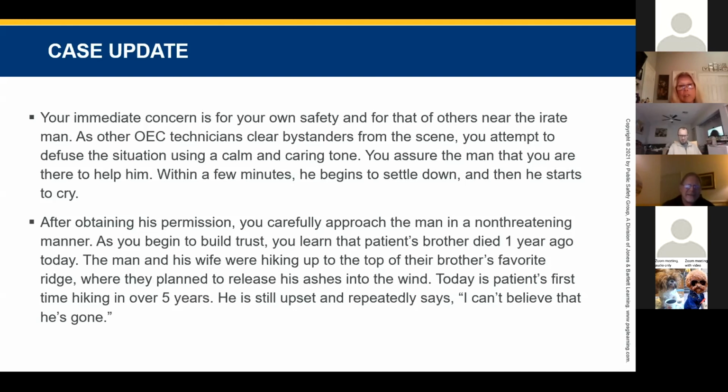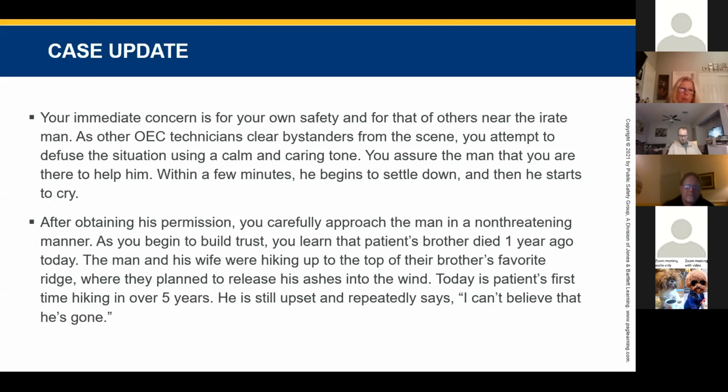So now you've diffused it in that sense. He's paying attention to you. You're calm, you're caring, and you're speaking to him. But he's also speaking to you. It sounds like he's having a breakdown.